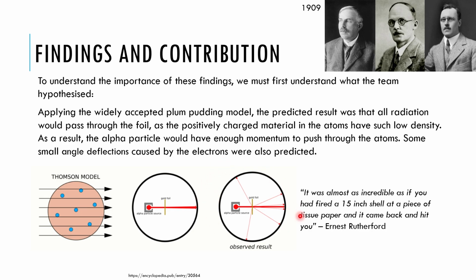What they observed instead was this. And there's quite a famous quote by Rutherford, which really does speak to how surprised they were about this result. It was almost as incredible as if you had fired a 15-inch shell at a piece of tissue paper and it had come back and hit you. With the current understanding of the atom and the implementation of Thomson's model, it seemed to be impossible that there was any material inside the atom that would be capable of deflecting the alpha particle source in any great means.